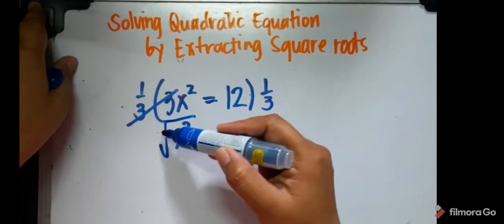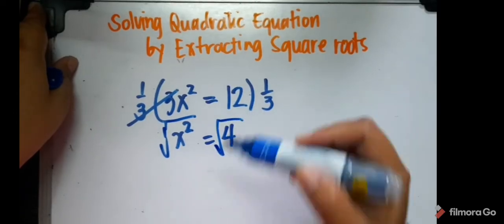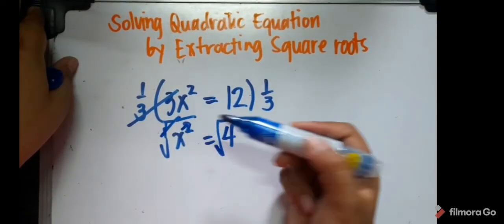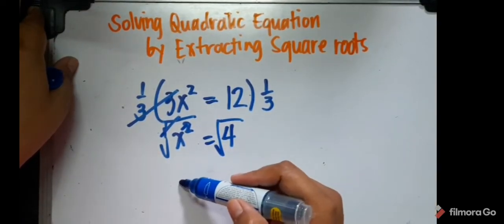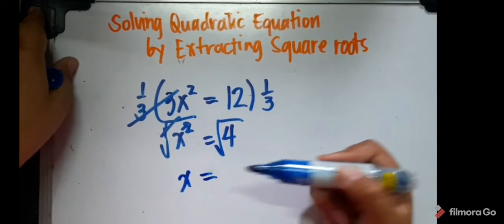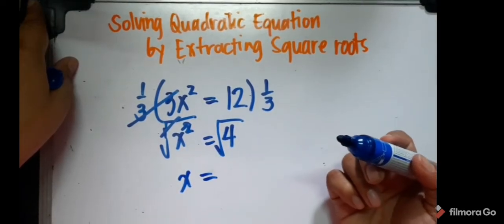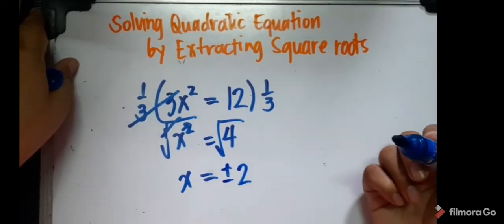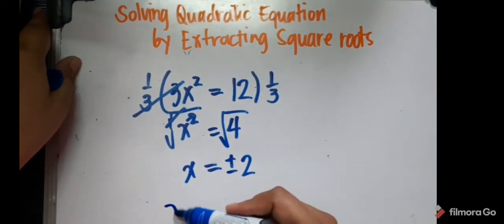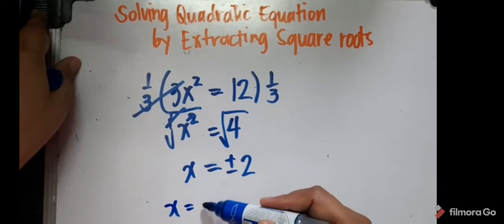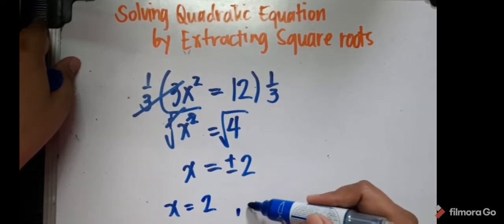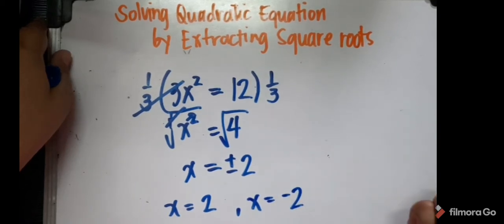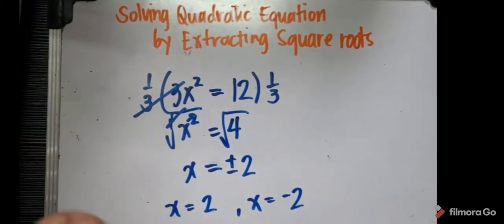So by using that, square both sides. So the square root of x squared is x is equal to the square root of 4. Okay, that's positive and negative 2. So remember, we have two answers. The first is x is positive 2 and x is negative 2. Two roots for quadratic equations.